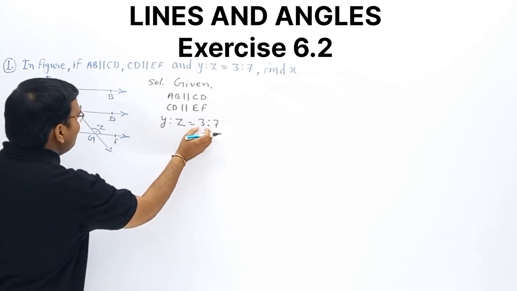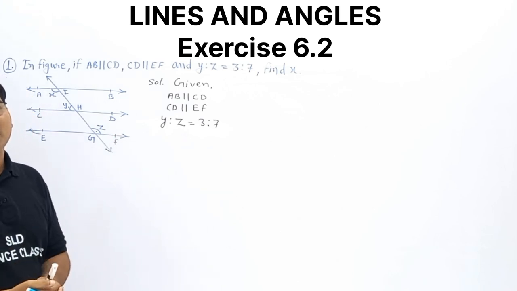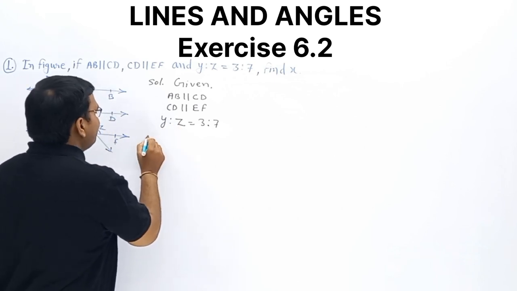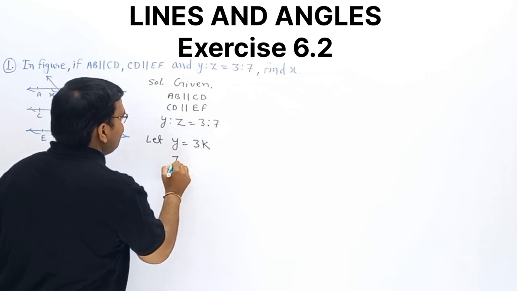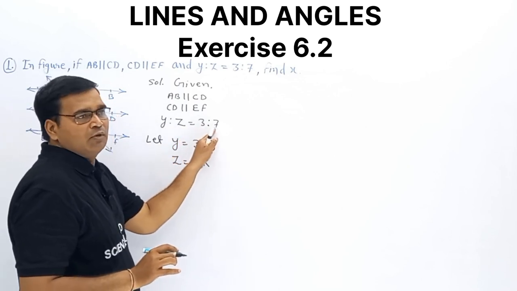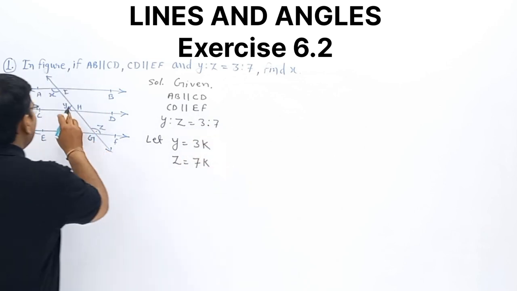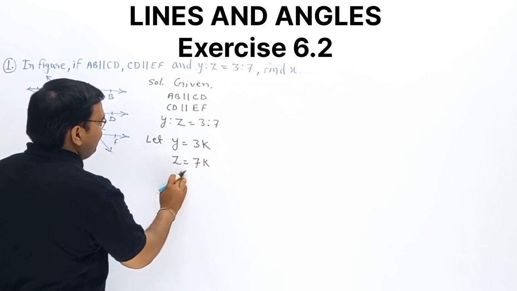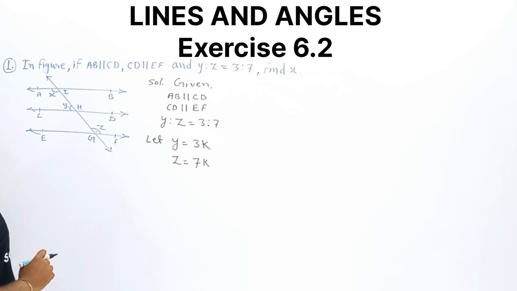We have a ratio, so what do we want? The exact value of the angle. So we should assume the angle of y and the angle of z. So we are assuming let y equal to 3k and z equal to 7k. Why? Because this is only a ratio. Ratio is the simplest form. It is not the exact value of this angle and this angle. So we are assuming y is 3k and z is 7k. K is a constant. We will find it after solving.